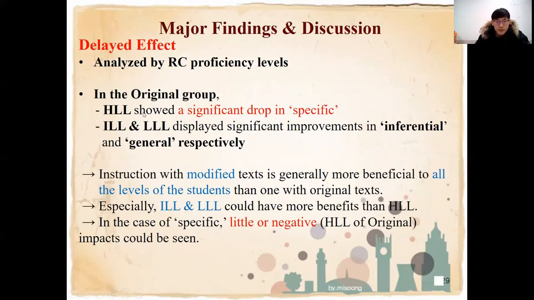Now, in the original group, high-level learners showed a significant drop rather than an improvement in specific. And intermediate-level and low-level learners displayed significant improvements in inferential and general, respectively, not both. In sum, instruction with modified text is generally more beneficial to all levels of students than one with original text. And especially intermediate-level and low-level learners could have more benefits than high-level learners. In the case of specific, little or negative impact could be seen, especially in the high-level learners of the original group.